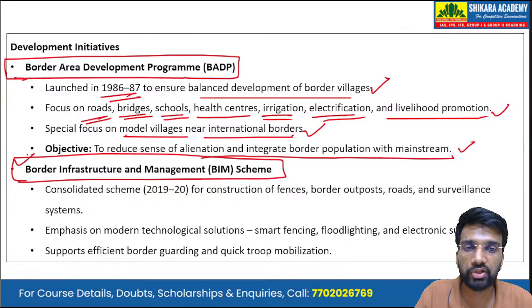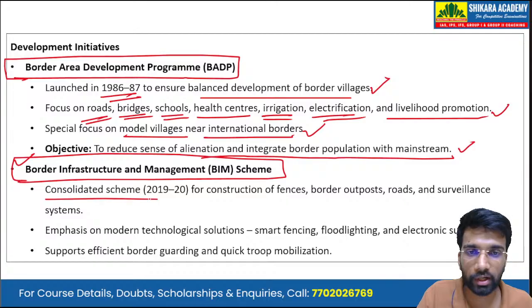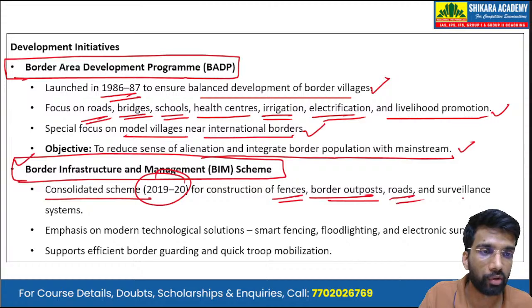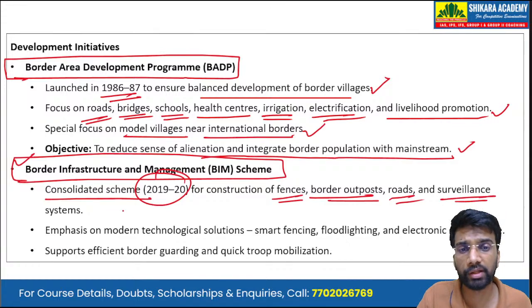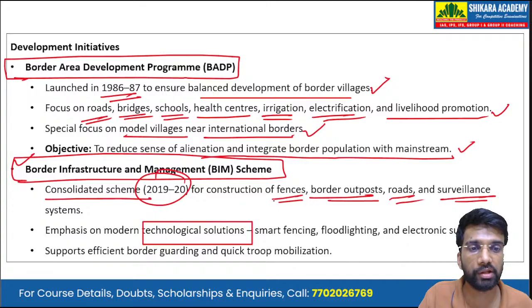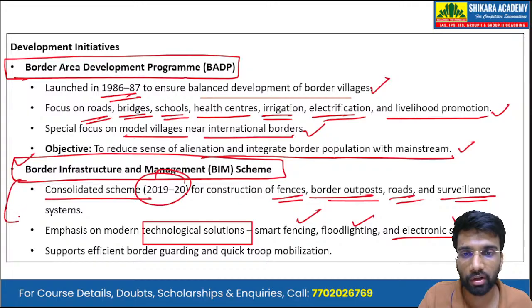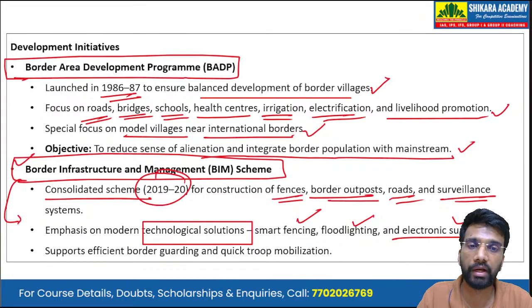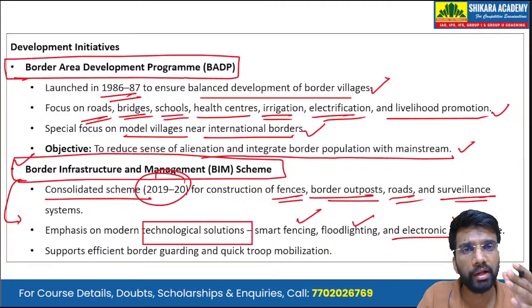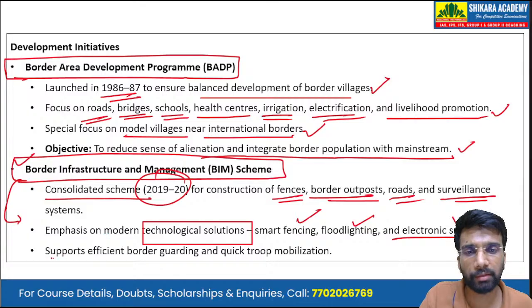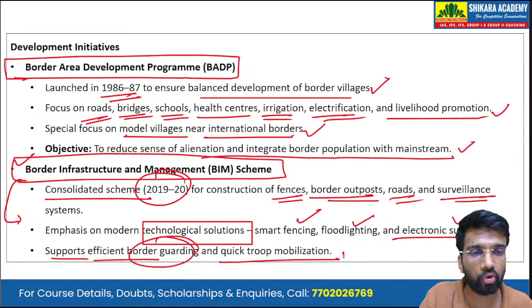Then there is Border Infrastructure and Management Scheme. It was a consolidated scheme launched in 2019-20 for construction of fences, border outposts, roads, and surveillance systems. It emphasizes modern technological solutions like smart fencing, flood lighting, and electronic surveillance. Now, this is mainly for strategic purposes, that is focusing on making fences, flood lighting, and electronic surveillance. That is, it aids our defense or the armed forces. Then there is support to efficient border guarding and quick troop mobilization.